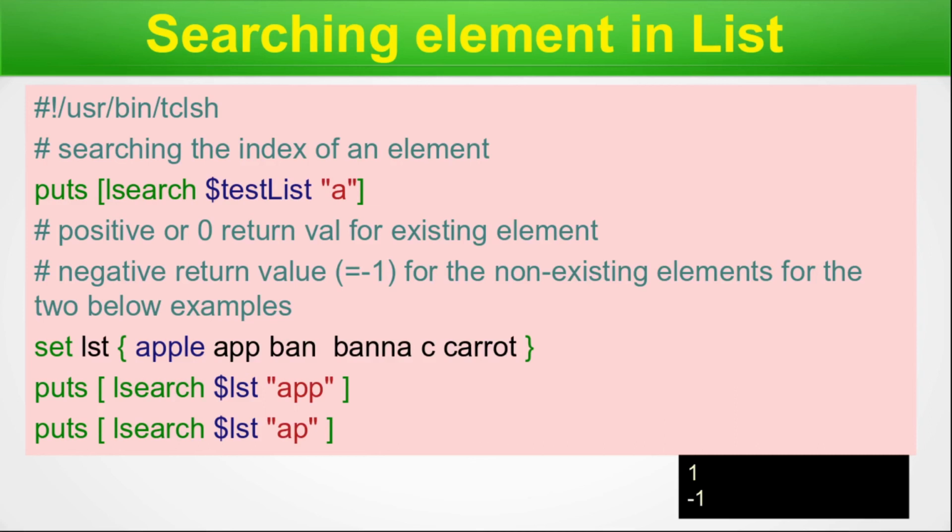So a positive value or 0 value confirms that this particular element exists in the list, and a negative value says it doesn't exist in the list. So this is searching inside a list. We are done with this section. Let's move on to the next one.